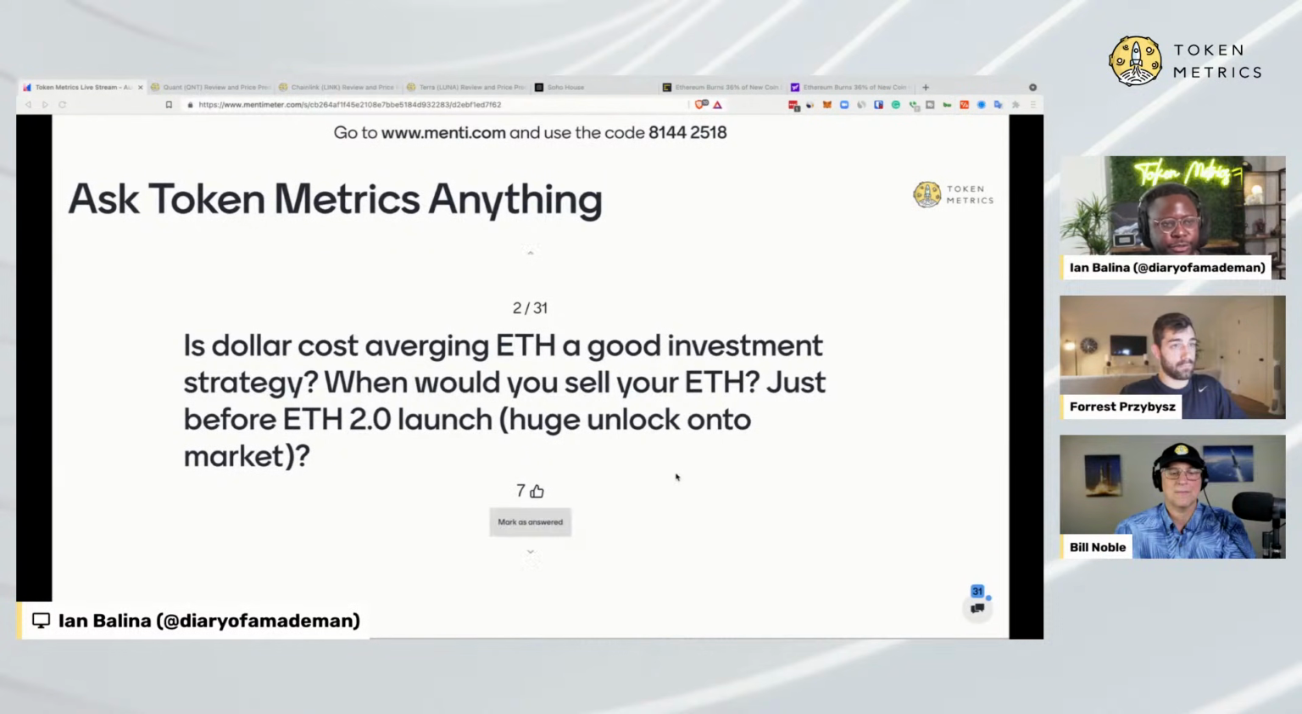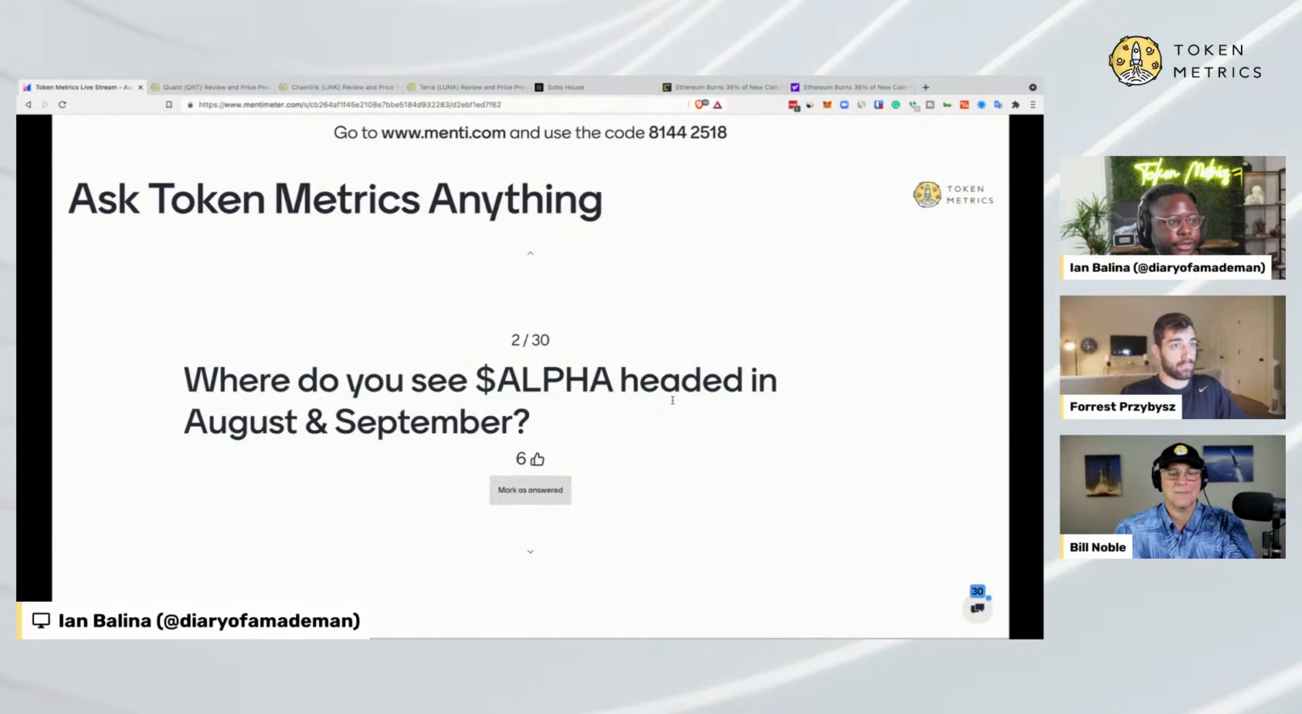Okay, all right, let's go on to the next question. Where do you see Alpha headed in August and September? I would say whatever the TM grade is on tokenmetrics.com, definitely go there as a customer and join. If you're not a customer, we have trials for just $5 a week.